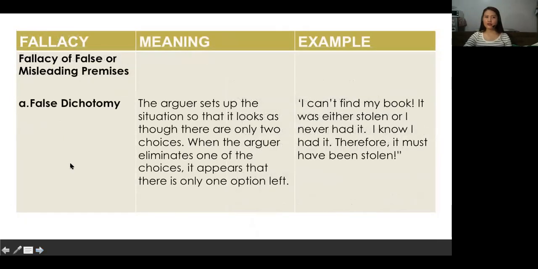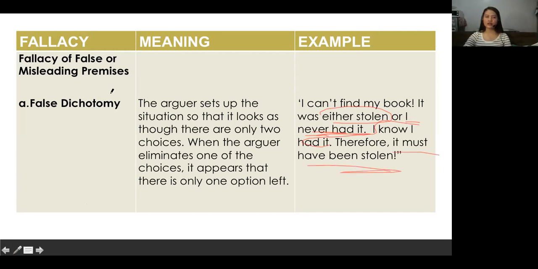Next, fallacy of false or misleading premises. False dichotomy. The arguer sets up the situation so that it looks as though there are only two choices. When the arguer eliminates one of the choices, it appears that there's only one option left. So, misleading premise. I can't find my book. It was either stolen or I never had it. I know I had it. Therefore, it must have been stolen. See? So you have your two options, either stolen or you never had it. Sure ka na hawak mo yun and then you conclude na it must have been stolen.